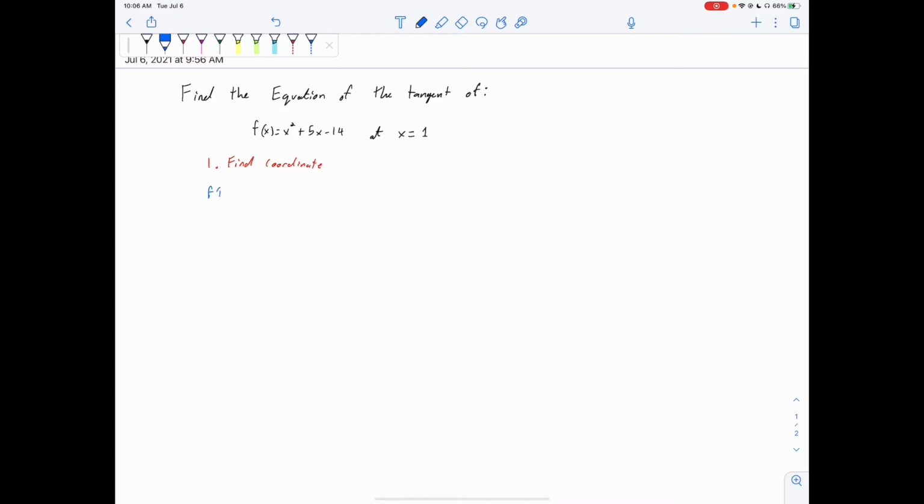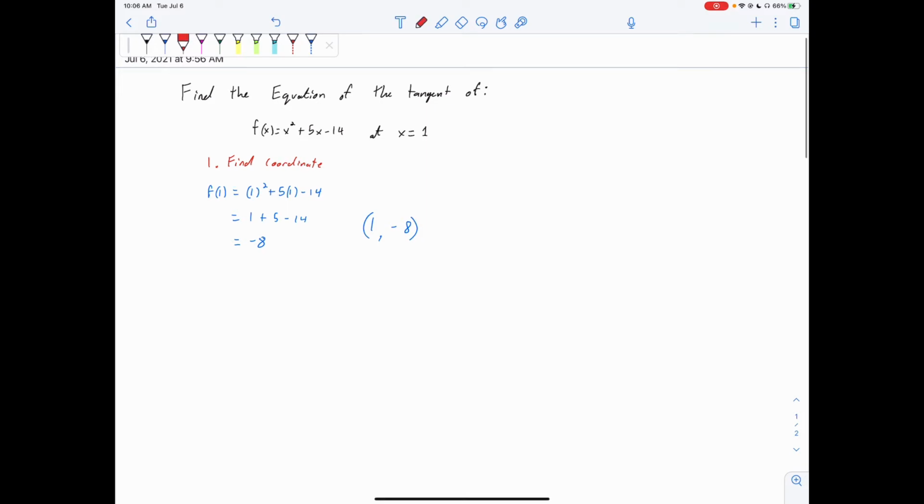So we can have f of 1 is going to be equal to 1 squared plus 5 times 1 minus 14. So that's going to be 1 plus 5 minus 14. So that means 1 plus 5 is 6, minus 14. That's going to be minus 8. So we have a coordinate now at 1 and minus 8.